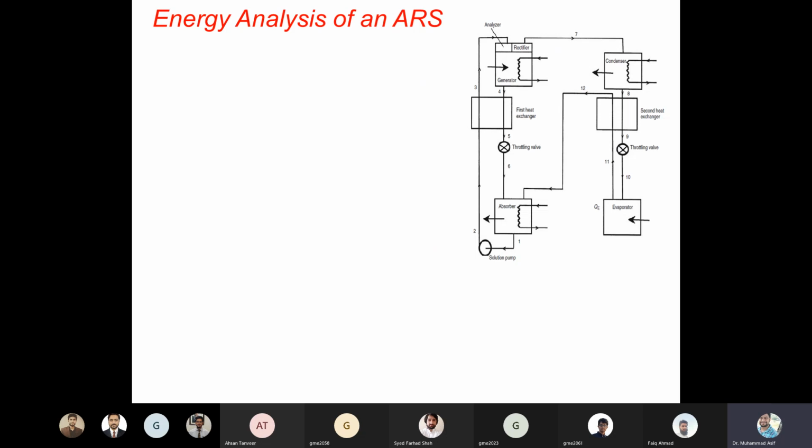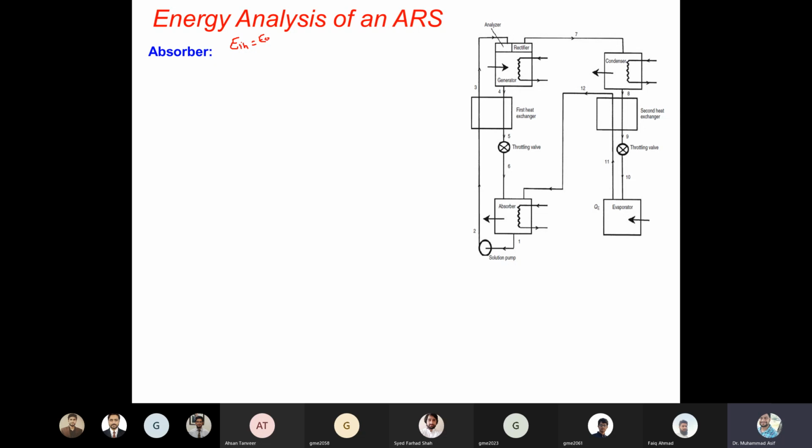Let's say we can start from the first process. This is one. The first one is the absorber, so we can start from the absorber. Let's say first we apply the energy balance. As a whole, for this absorber, what is coming in and what is coming out should be equal. So the energy in should be equal to energy out, right?